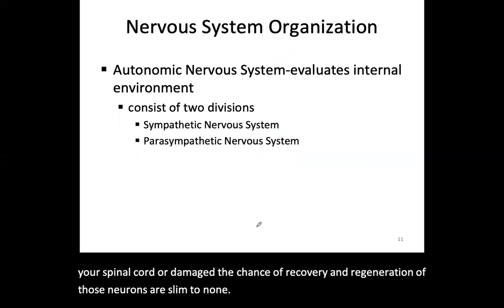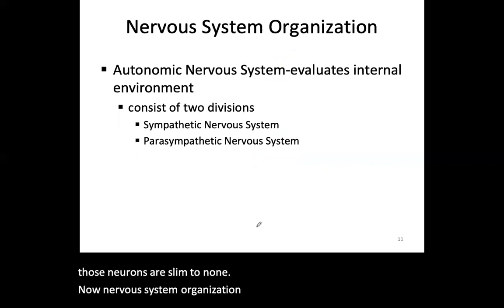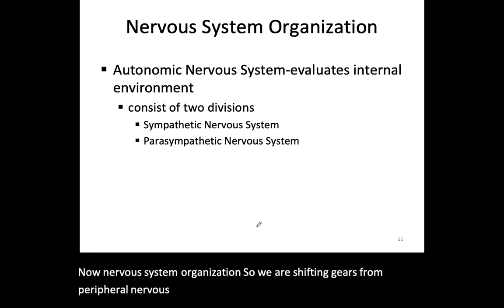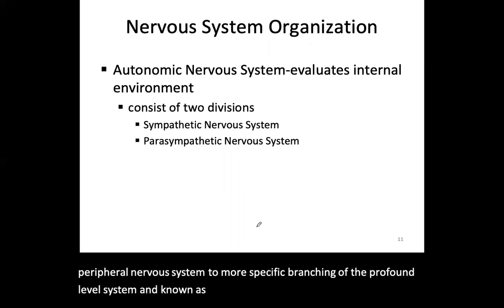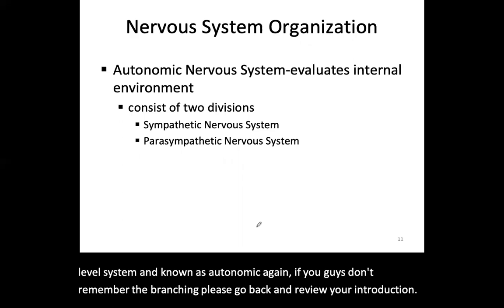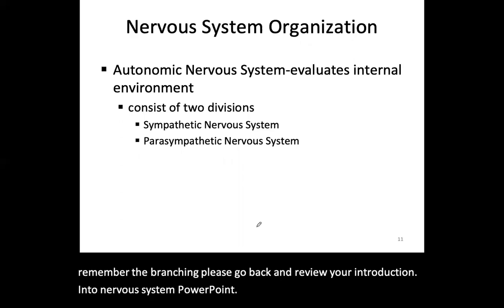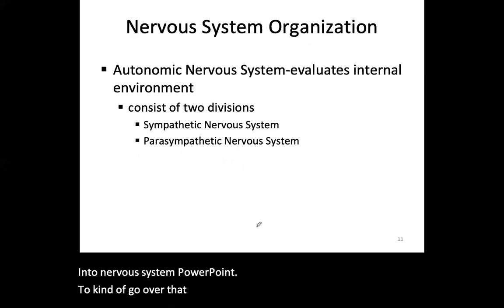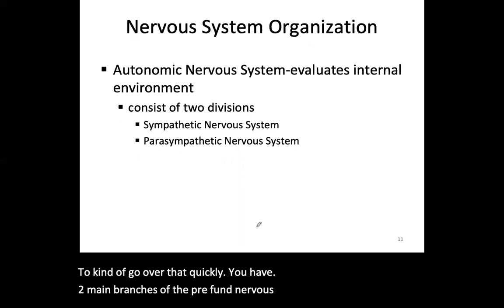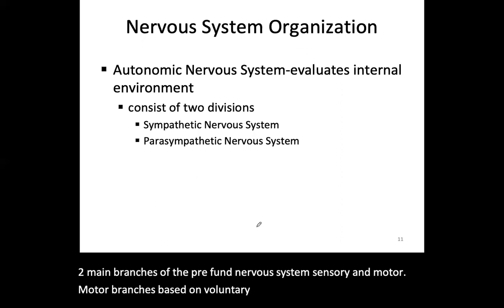Now, nervous system organization. We are shifting gears from the peripheral nervous system to a more specific branching of the peripheral nervous system known as autonomic. Again, if you don't remember the branching, please go back and review your introduction to nervous system PowerPoint. To go over that quickly, you have two main branches of the peripheral nervous system, sensory and motor. Motor branches based on voluntary or involuntary actions to somatic and autonomic, respectively.